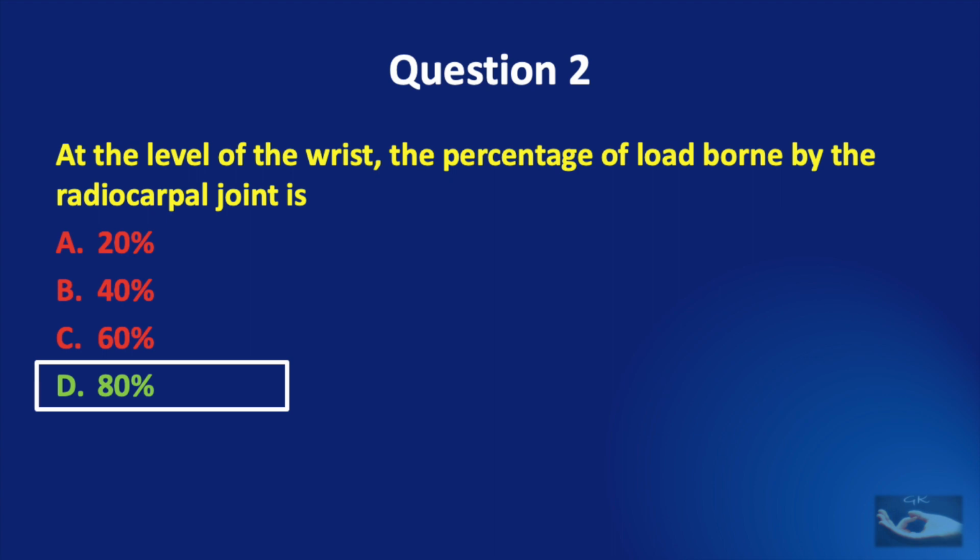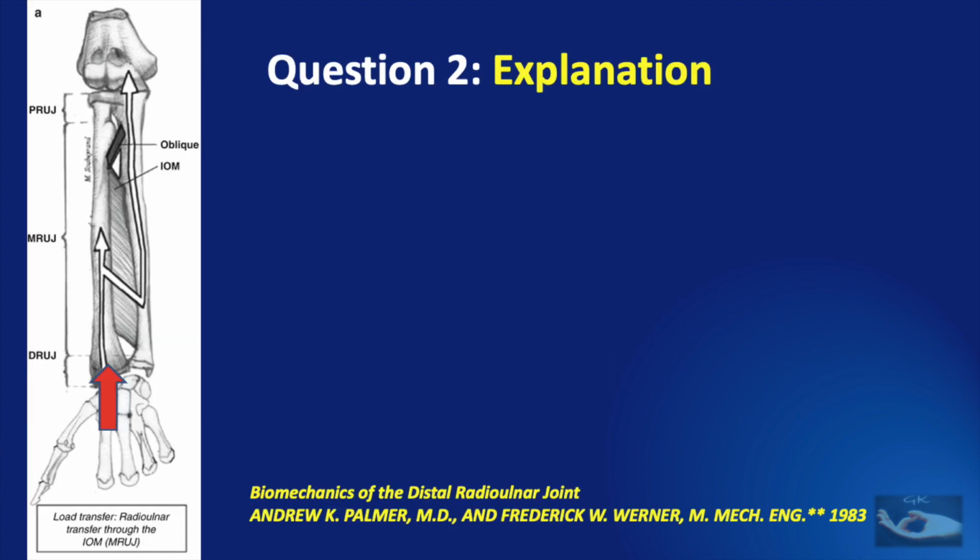And the correct answer is 80%. When the forces are transmitted from the hand to the arm, when crossing the wrist, the load is borne mainly by the radiocarpal joint to the tune of about 80%, whereas the distal radio-ulnar joint, which consists of the triangular fibrocartilage complex and the ulna, contributes only about 20% of the load sharing.